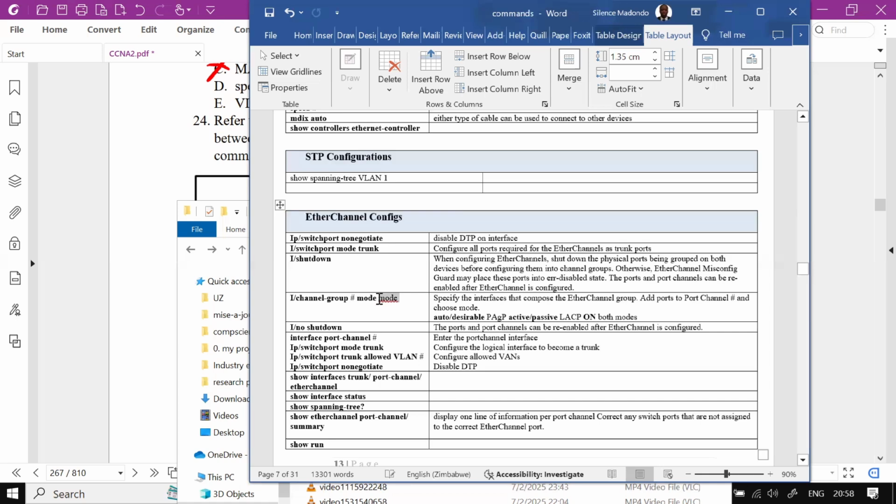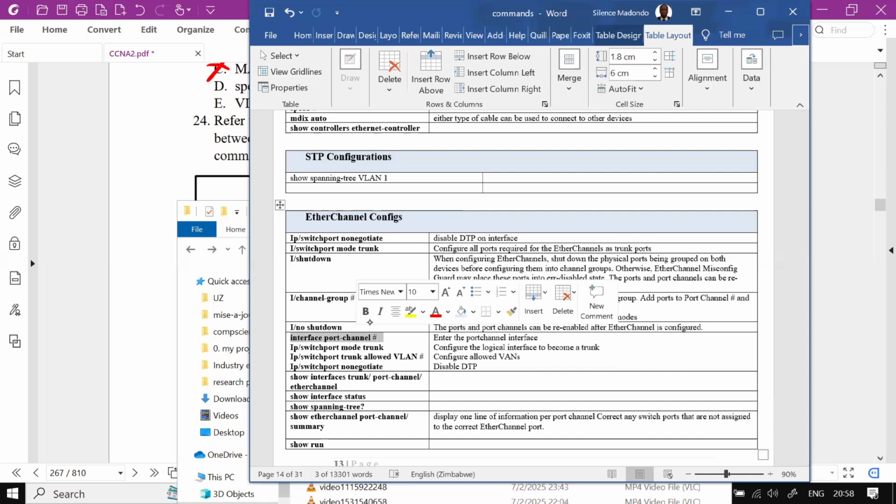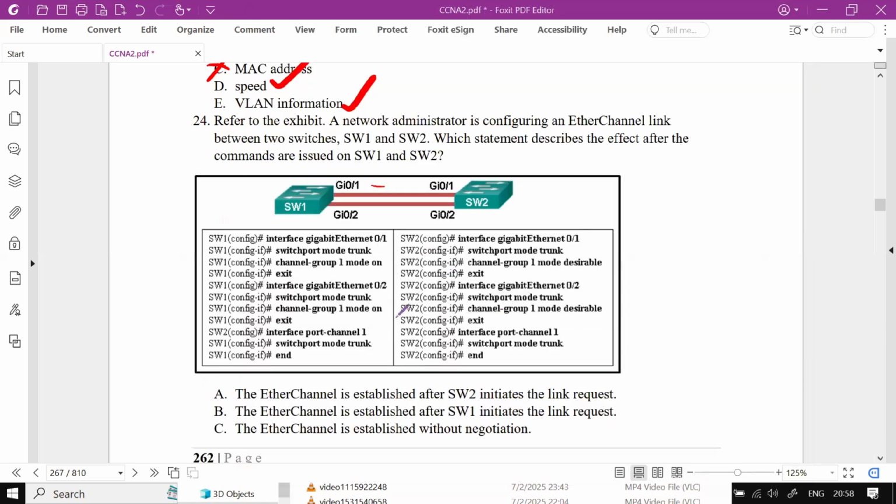So probably this one, this one, 2. No, so it's only 2 commands. This one is where you specify the interfaces that make up the EtherChannel group. Then this one configures those interfaces as a logical interface, one interface. That is what aggregation is. So I think those are the commands.